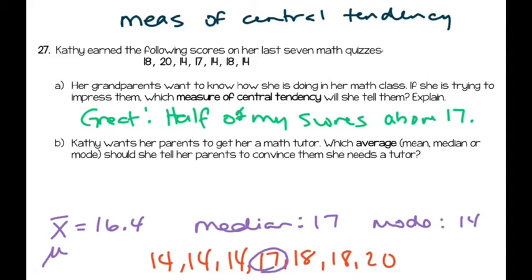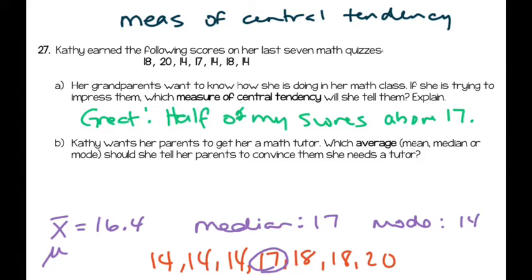And her mom's like, well, I just got off the phone with Grandma, and she says you're doing great in math because half the time you get above a 17. What is Kathy going to tell her mom? Because she needs to persuade her mom that she needs a tutor. So if she pulls the 17 again, that's not going to help make Mom think she needs a tutor. And so which of the measures of central tendency will she be giving to tell her mom? And then how should she say it?